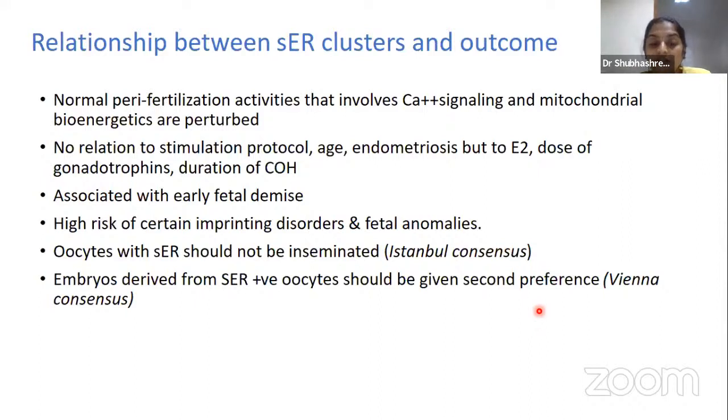So oocytes with smooth endoplasmic reticulum clusters should not be inseminated. This was suggested in the Istanbul consensus, but in the Vienna consensus, it has been stated that embryos derived from SER positive oocytes should be given second preference when you are going for embryo transfer. That is mainly because there were contradictory results regarding the association between the presence of SER clusters and embryo outcome or pregnancy outcome.